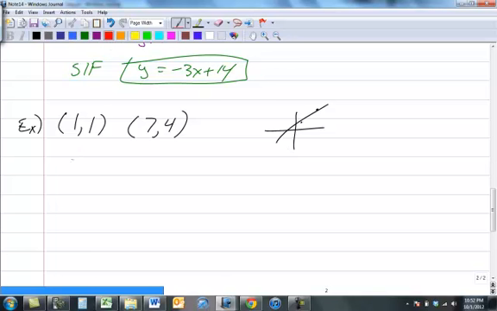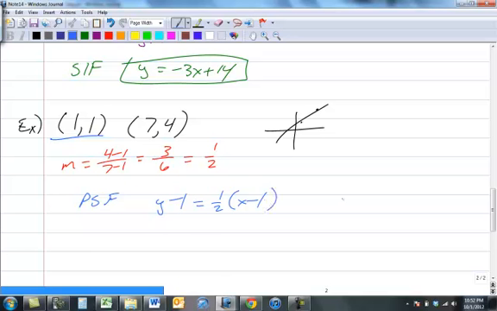But, no matter what, it starts with slope. So, I'm going to go 4 minus 1 divided by 7 minus 1. 3 divided by 6, which is 1/2. Positive slope, that looks about right. So, my point slope form is going to be y minus 1, you betcha I chose that one, equals 1/2 times the quantity x minus 1. Or, of course, y minus 4 equals 1/2 times the quantity x minus 7. Either one of those will work.